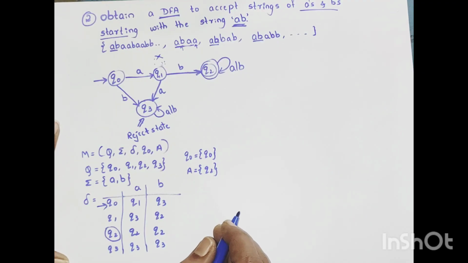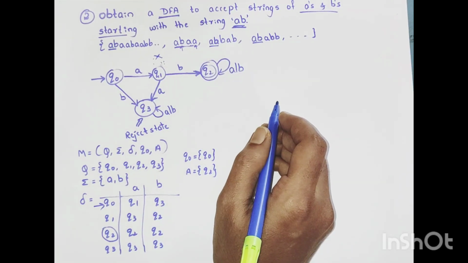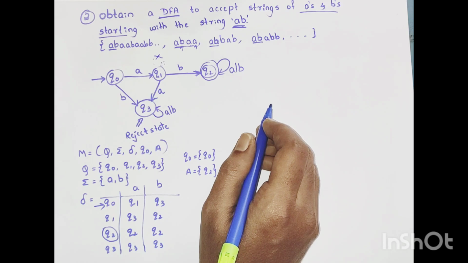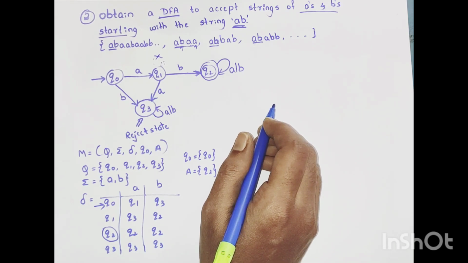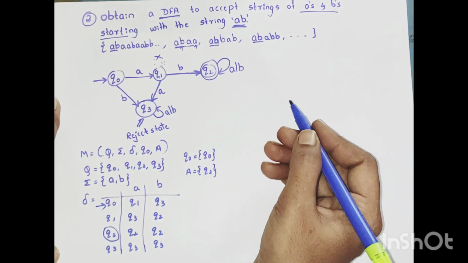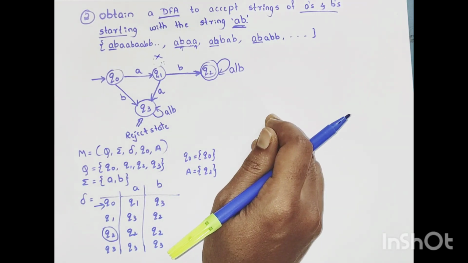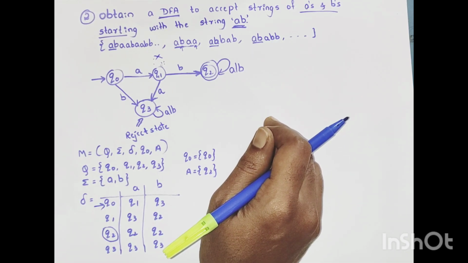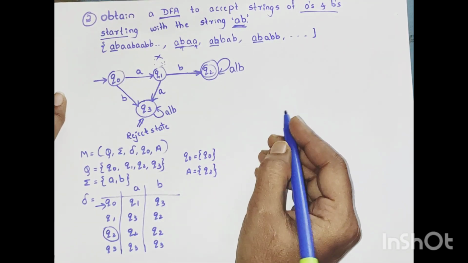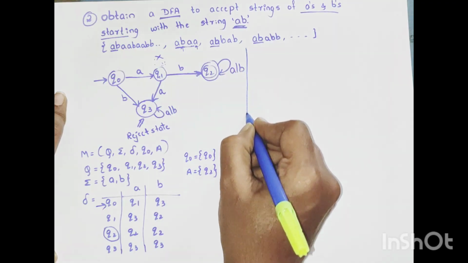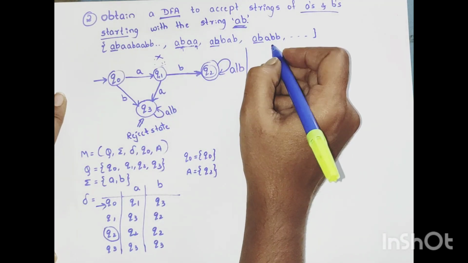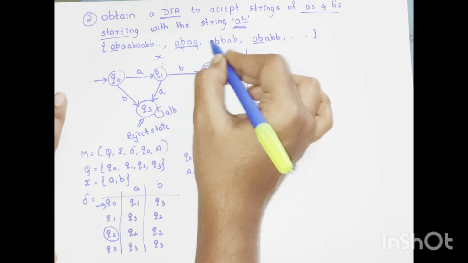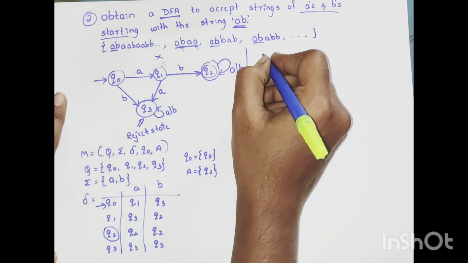Now we may be asked to parse some set of strings for this obtained DFA. Sometimes the question may be asked to show the transition or the parsing procedure, one for the acceptance of the string, one for the rejection of the string. So let us take one acceptance possibility. I will take this. You can try with others also, there is no issue.